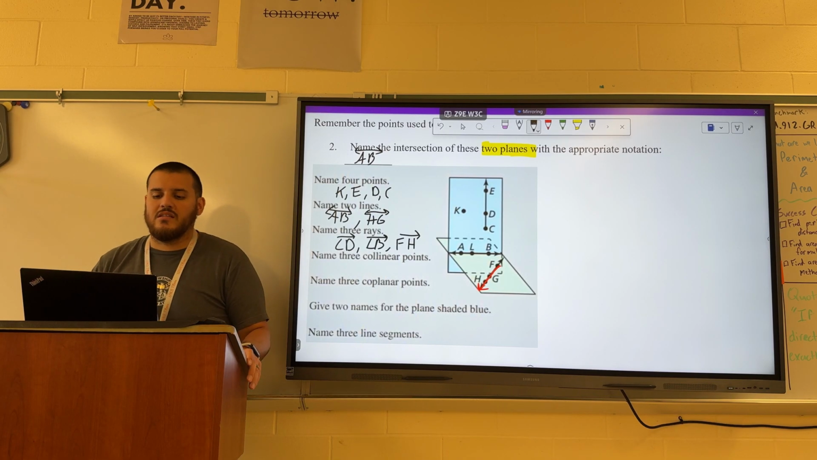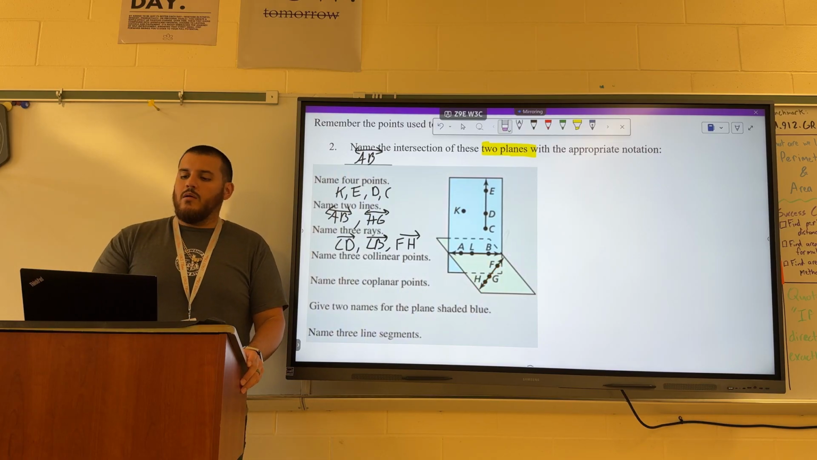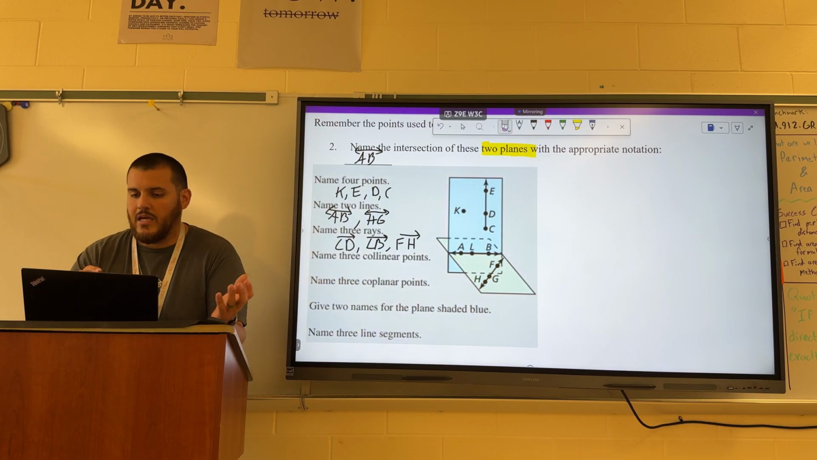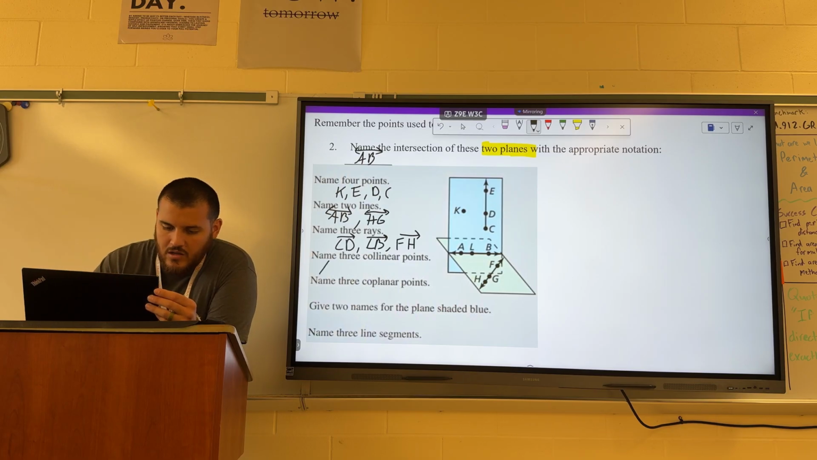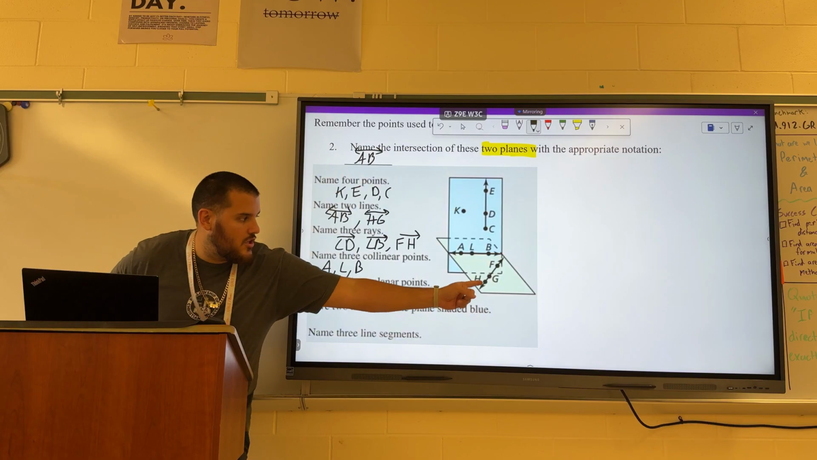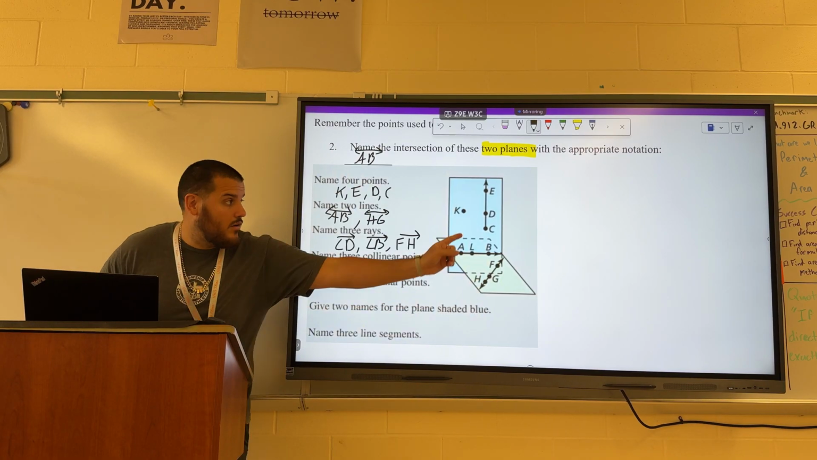Our next part here says name 3 collinear points. Remember, collinear just means on the same line. So points A, L, and B are all collinear points. Another acceptable answer for that would be H, G, and F. Those are all collinear points. So are C, D, and E.